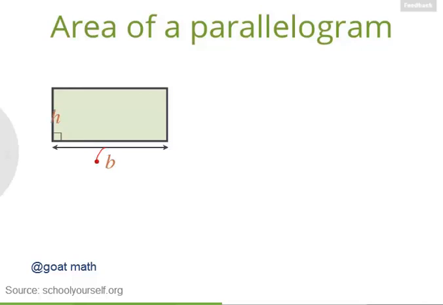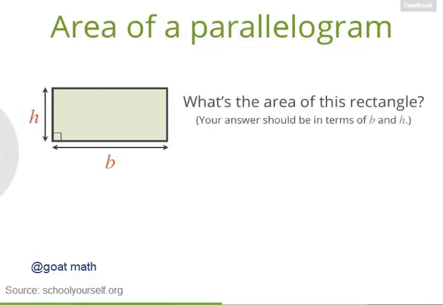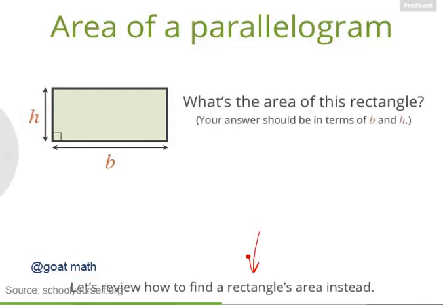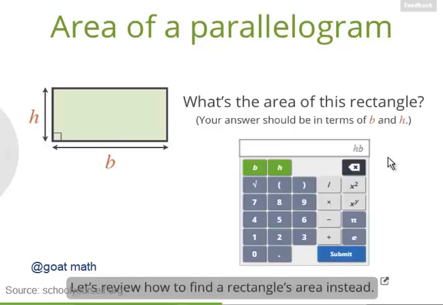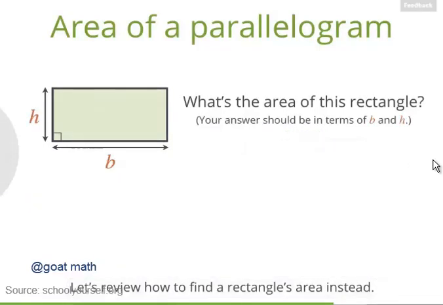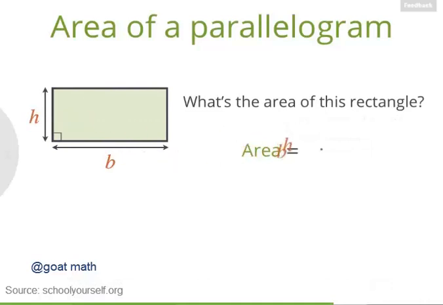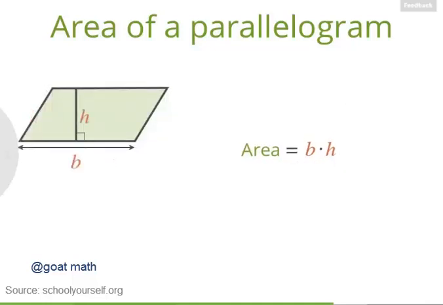Now this rectangle has a base b and a height h. So what's the area of this rectangle? And click down here if you'd like to review how to find the area of a rectangle instead. Exactly. The area of this rectangle, which is the same as the area for our original parallelogram, is b times h, that is, base times height. And that's the general formula for the area of a parallelogram.